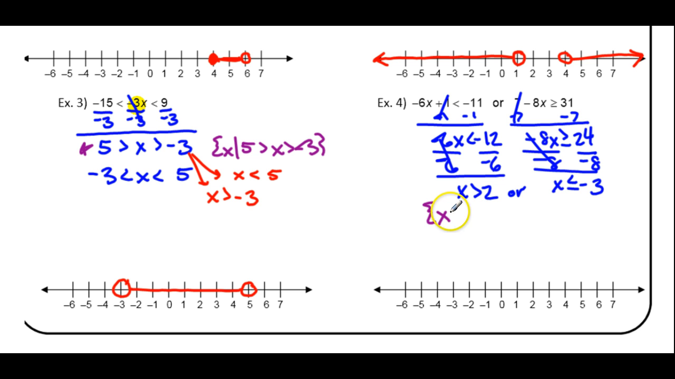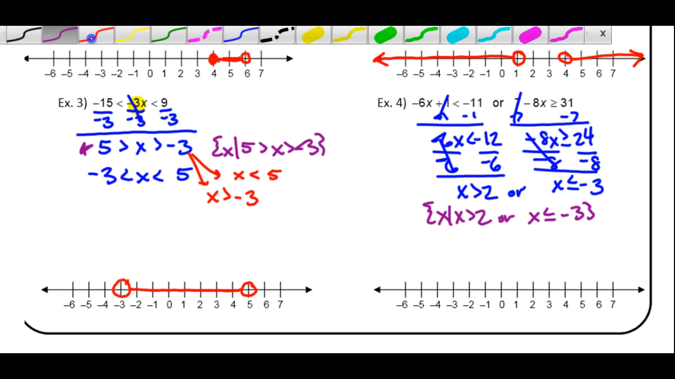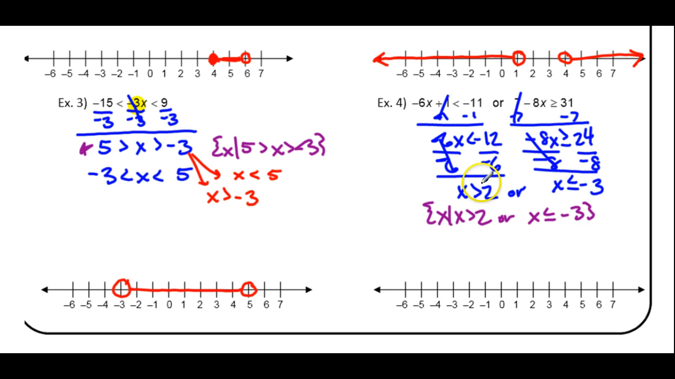So your answer is the set of all x's such that x is greater than 2 or x is less than or equal to negative 3. There's your final answer. And then to graph it, we're going to graph the first part, x is greater than 2, open circle on 2 because it's greater than but not equal to that.